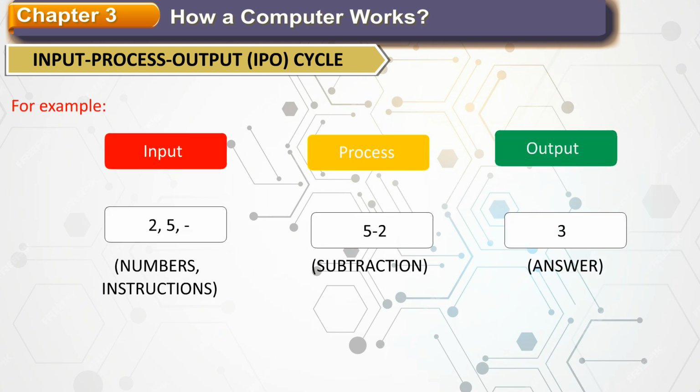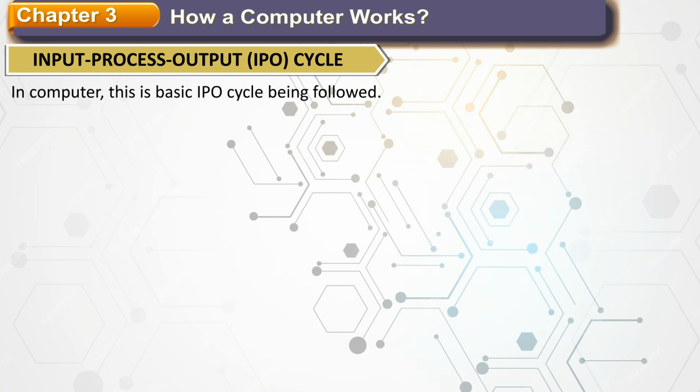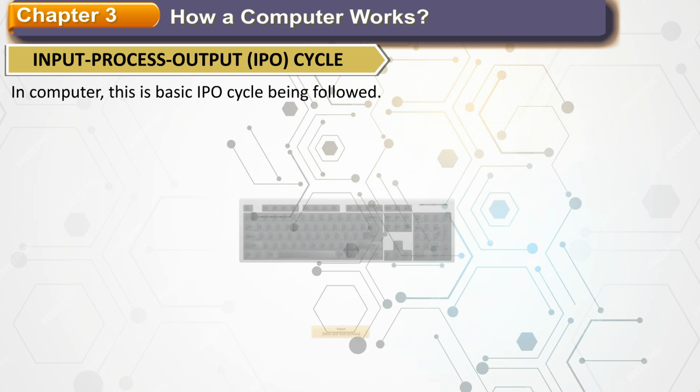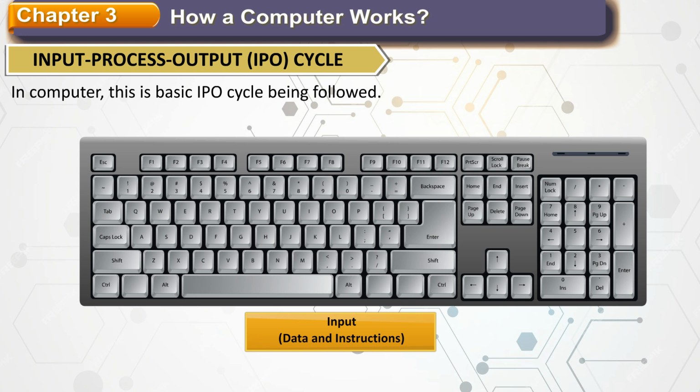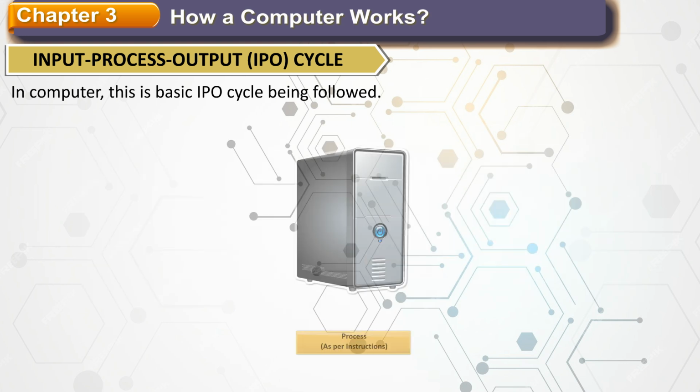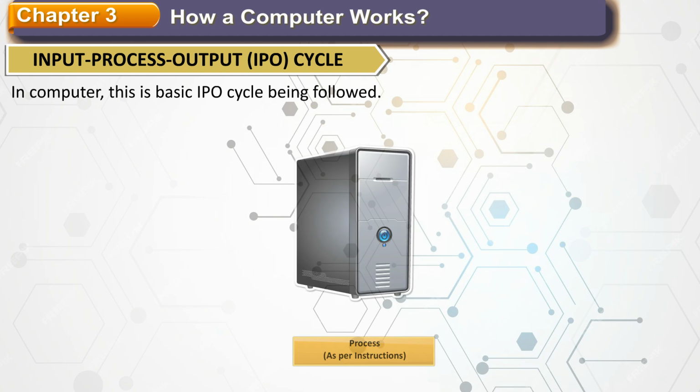For example, input 2, 5, number instructions. Process, 5 minus 2, subtraction. Output, 3, answer. In a computer, this is the basic IPO cycle being followed. Input data and instructions. Process as per instructions.